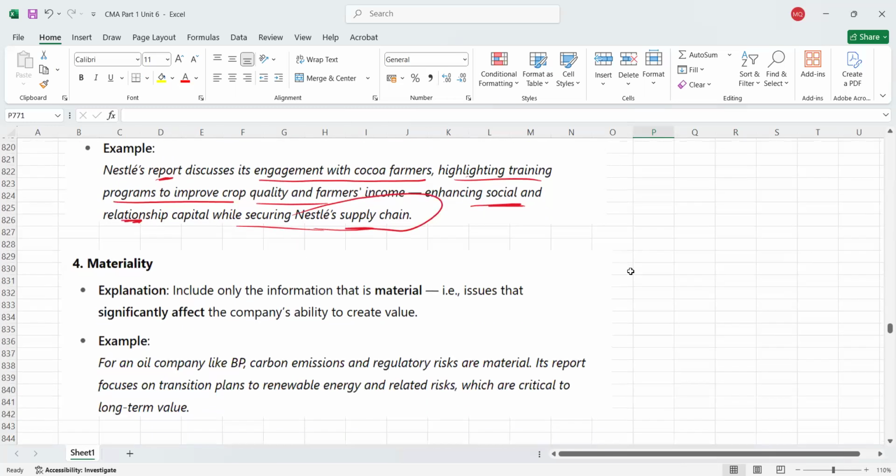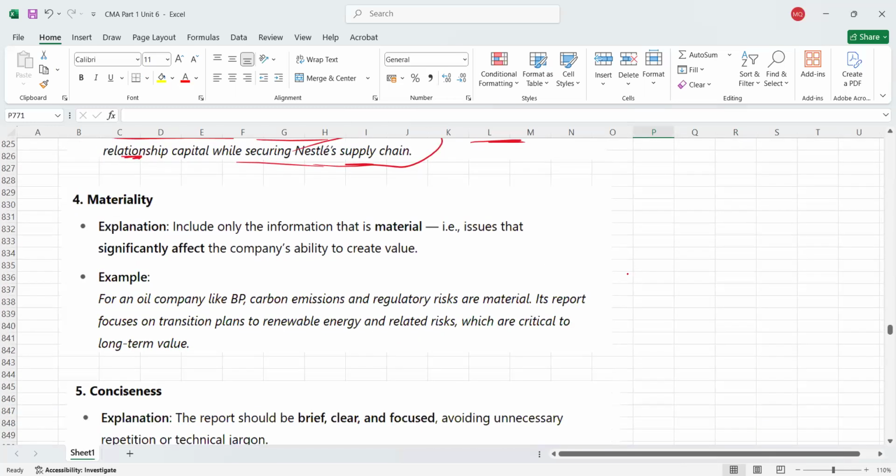Then the next principle is materiality. This is also one principle which you should think about: materiality, what to include, what not to include. I have already explained this. Materiality means the important information, right? All the important information which you feel is important for the decision making of the reader should be part of the integrated report.